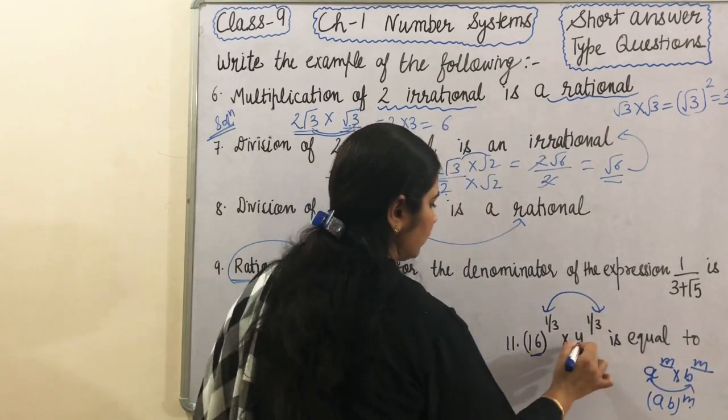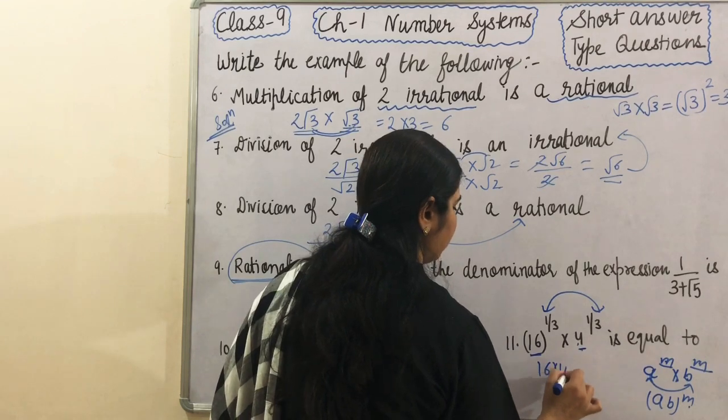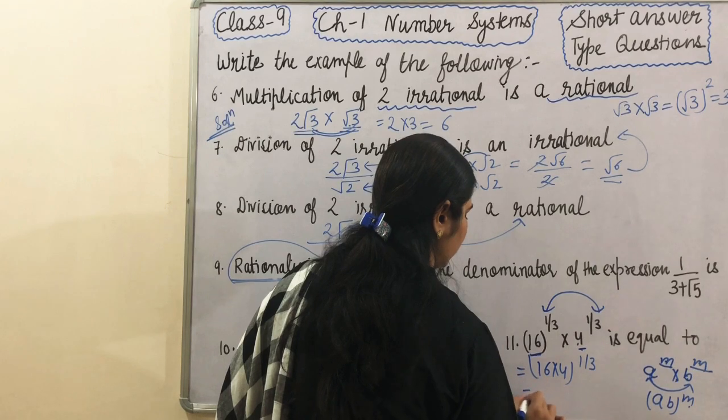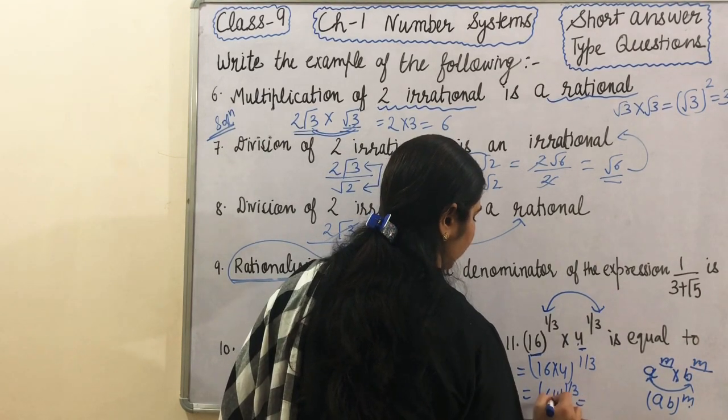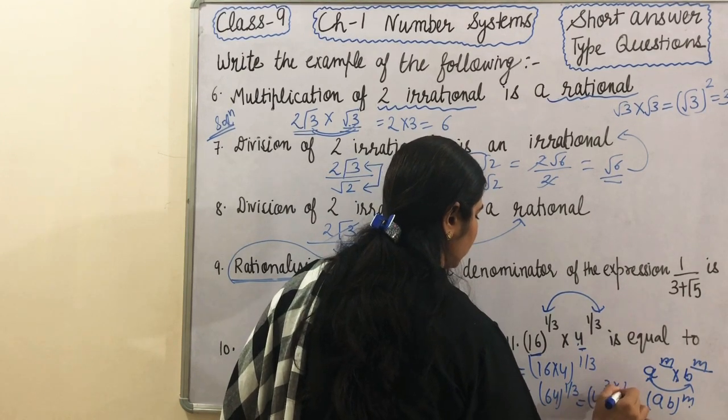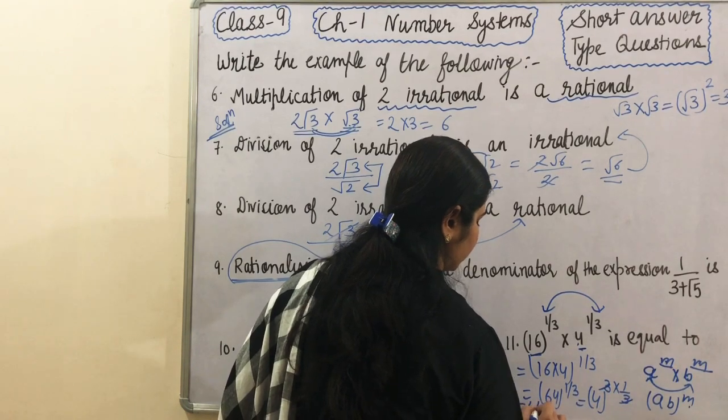So 16 into 4 and power is 1 by 3. 16 fours are 64. 64 raised to the power 1 by 3. We can write 64 as 4 cube, into 1 by 3, cancel. Final answer is 4.